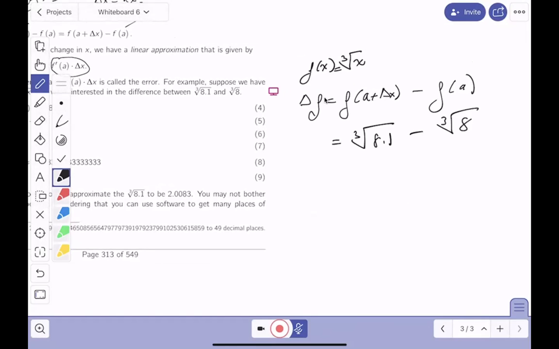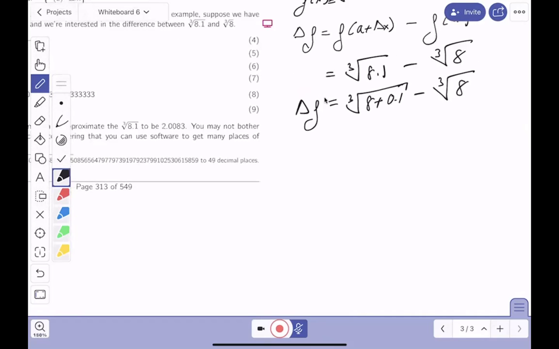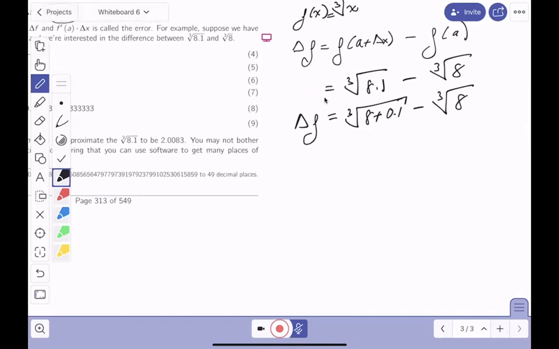They're interested in that difference. I've got to look at this. I've got to make sense out of it. And I've got to write this over here. So delta f, that's a delta f. It's going to be the cube root of 8 plus 0.1 minus the cube root of 8. Now, by the way, I'm not going to compute that. A computer's going to compute that. We'll look at that later. So I want to make sure you understand what's over here. So what's the a? The a is 8. What's the delta x? It's 0.1. What's f of x?